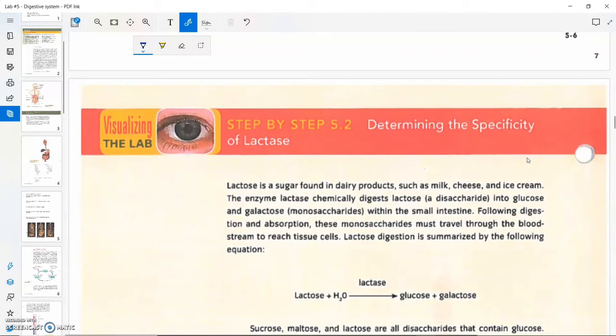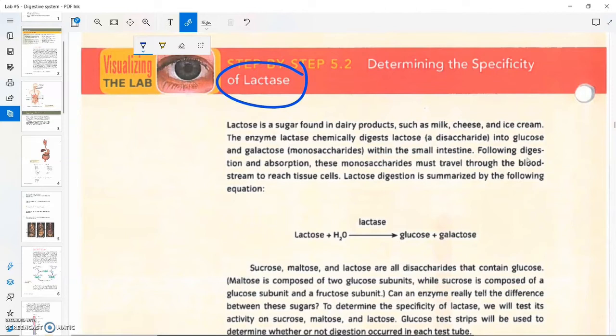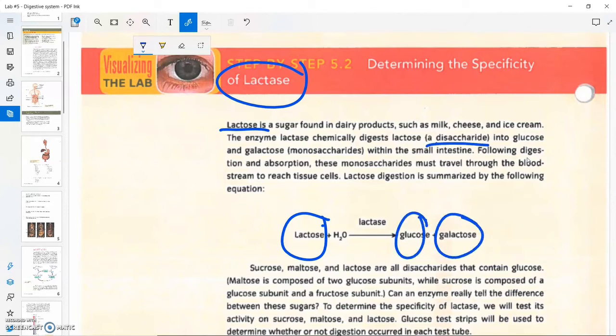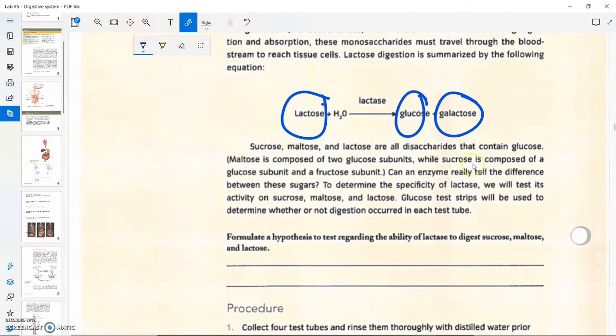So first we're going to talk about lactase, the enzyme that breaks down lactose, the sugar found in milk. Lactose is a disaccharide. When it is digested, this disaccharide is converted into two monosaccharides, glucose and galactose, much like a little train that consists of two cars can be separated into each individual car.